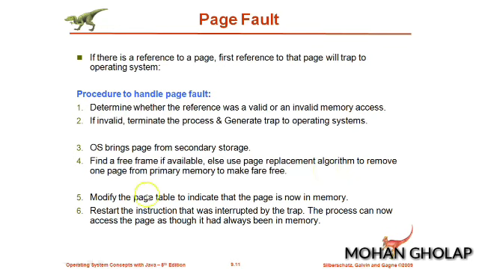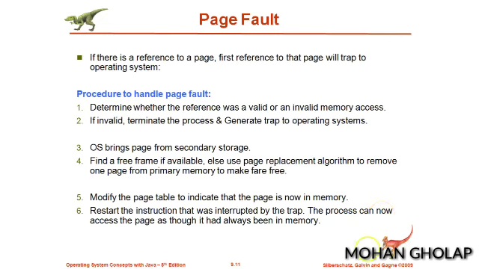After that, whenever we find a free frame, we have to modify the page table to indicate that the page is now in memory, after bringing that page from the secondary memory to the primary memory. After that you have to restart the instruction that was interrupted by the trap, and the process can now access the page as though it had always been in memory. So this is how the page fault can be handled.